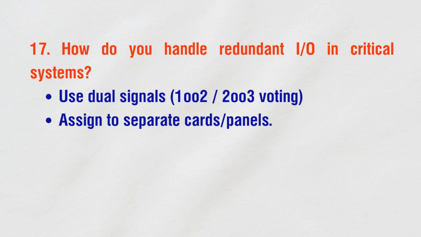How do you handle redundant I/O in critical systems? Use dual signals, 1 out of 2, 2 out of 3 voting, assigned to separate cards and panels.